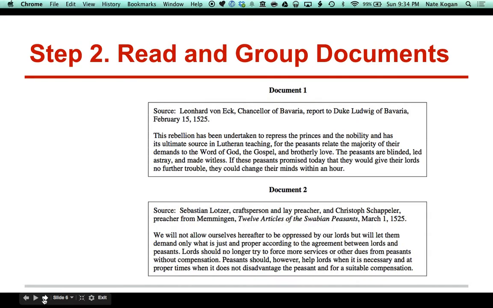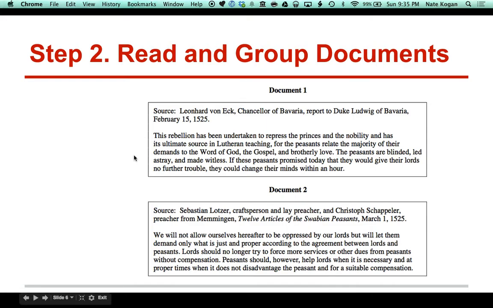So here are two documents from the DBQ itself. The first one I'm reading through, I'm looking at the attribution first, as I've encouraged you to do. Read the attribution before you even think about the text itself. So I notice this fellow Leonhard von Eck, the Chancellor of Bavaria, writing to another person named Duke Ludwig of Bavaria. And as I read the document and look over it, I'm observing that this gives me insight into both causes and responses.